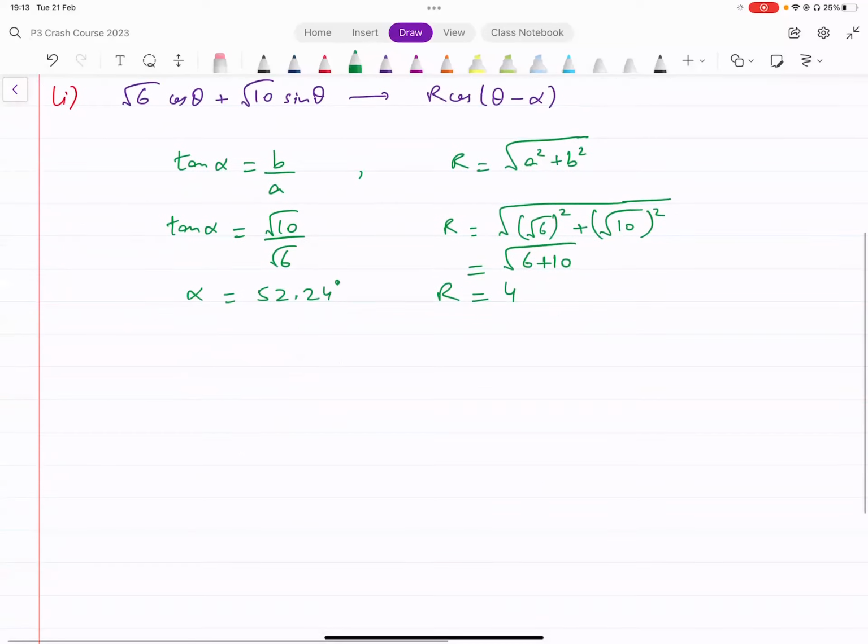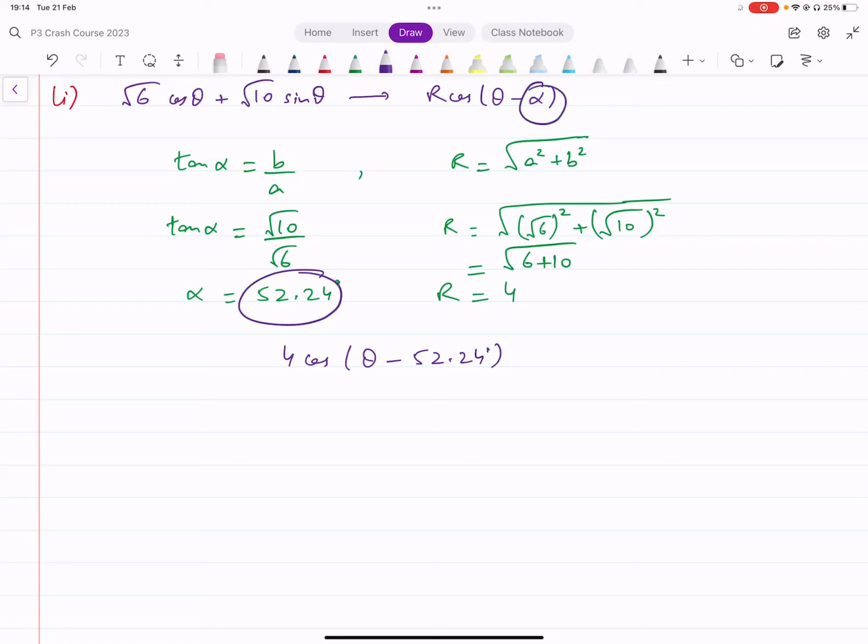Now let's write in that form. R is 4 into cos of theta minus alpha. Alpha is 52.24. Remember, this value is going to be written in place of alpha here, not theta. Theta remains as it is. In place of alpha, you write 52.24. This is the form that we had to convert it to. That's done. Let's look at the second part of this now.